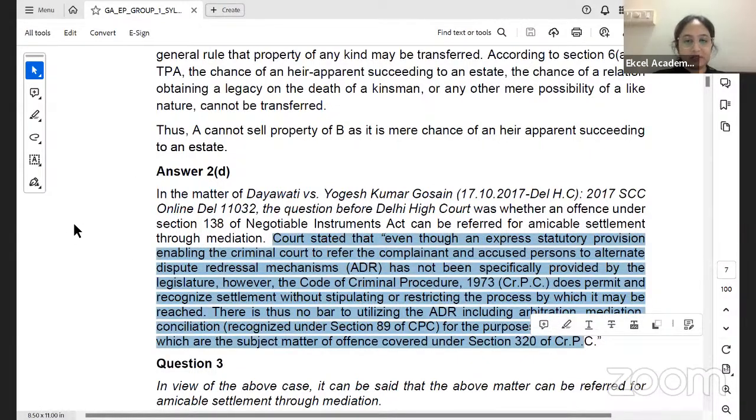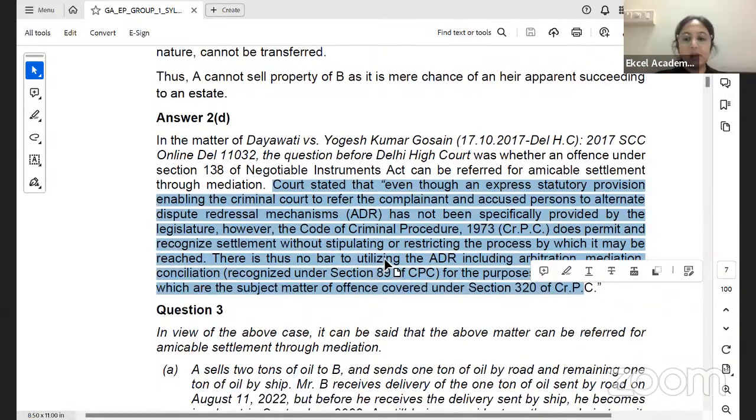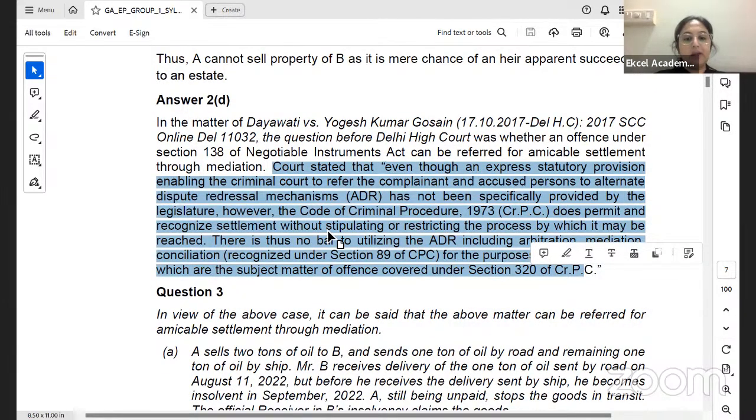So if there is a dispute under the Negotiable Instruments Act, can that be taken to mediation? Is alternative dispute resolution possible or not? Then the court held that even though an express statutory provision enabling the criminal court to refer the complainant and accused person to an alternative dispute mechanism has not been specifically provided, however, CrPC does permit and recognize a settlement without stipulating or restricting the process by which it may be reached.